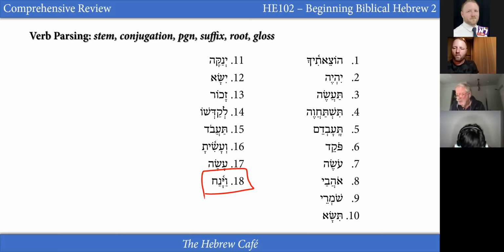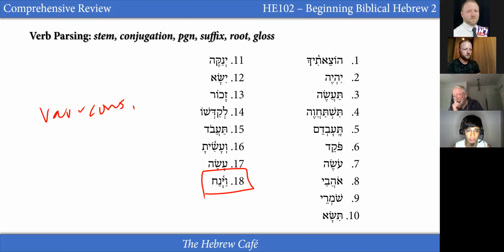Vayanach. Okay. Observe the accent. Not vayanach, but vayanak. There's vav plus. What's the root of this? Is there an assimilation of a nun? Nope. It happens because of the vav. That's why you have a dagesh there. Vav consecutive is formed with a dagesh.